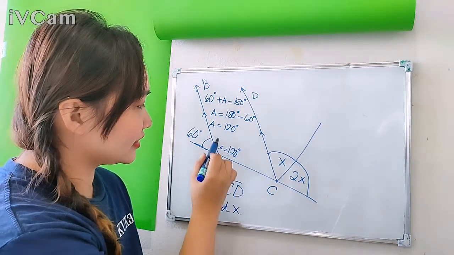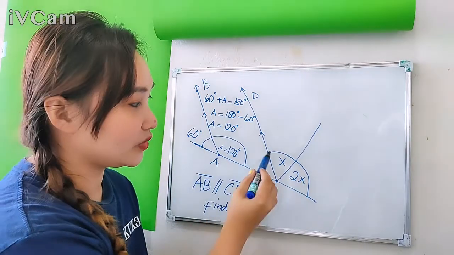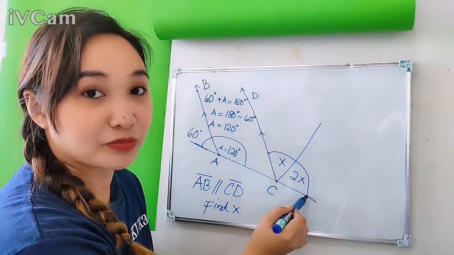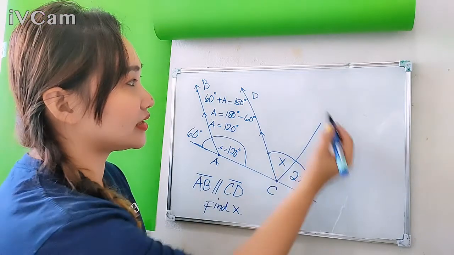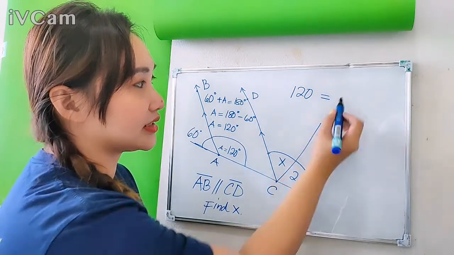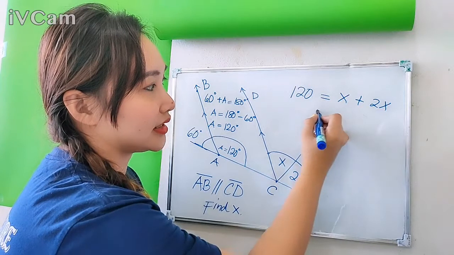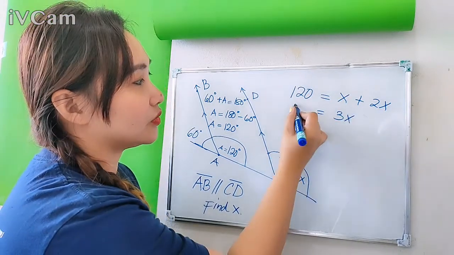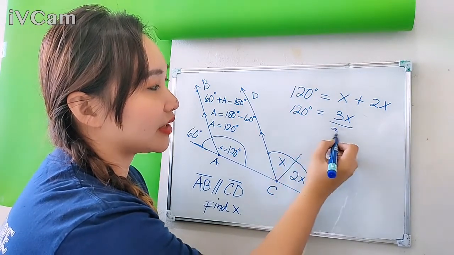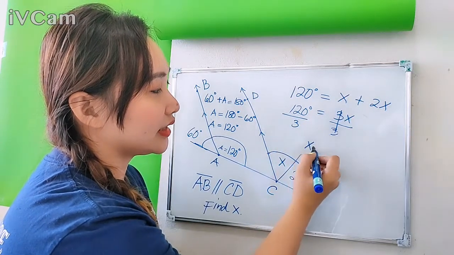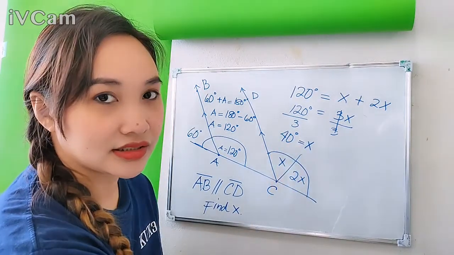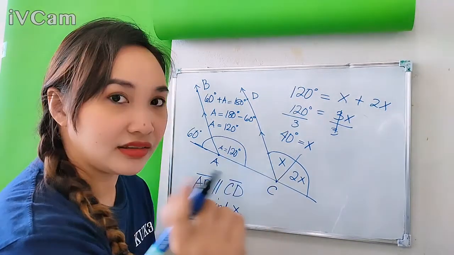Now take note that this angle here is equal to this angle. And what is the reason again? Corresponding angle. So we have 120 equal to this one, that is x plus 2x, that is equal to 3x. So 120 degrees is equal to 3x, divide by 3, divide by 3, so x is equal to 120 degrees divided by 3 is 40 degrees. Okay, so 40 degrees.